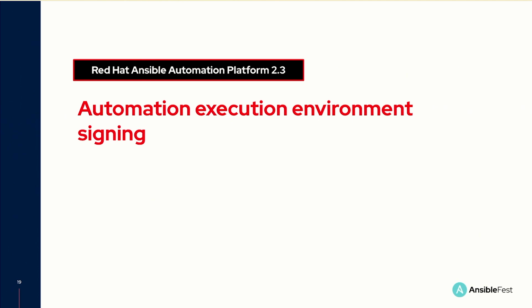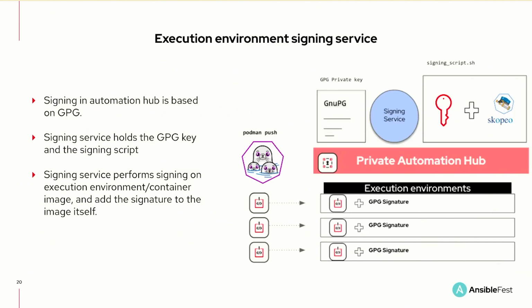Okay, let's talk about automation execution environment signing. We talked about one thing now, the collection signing. Now, what else can you upload or host on Private Automation Hub? That's the execution environments. So Private Automation Hub also has the ability to sign execution environments now.